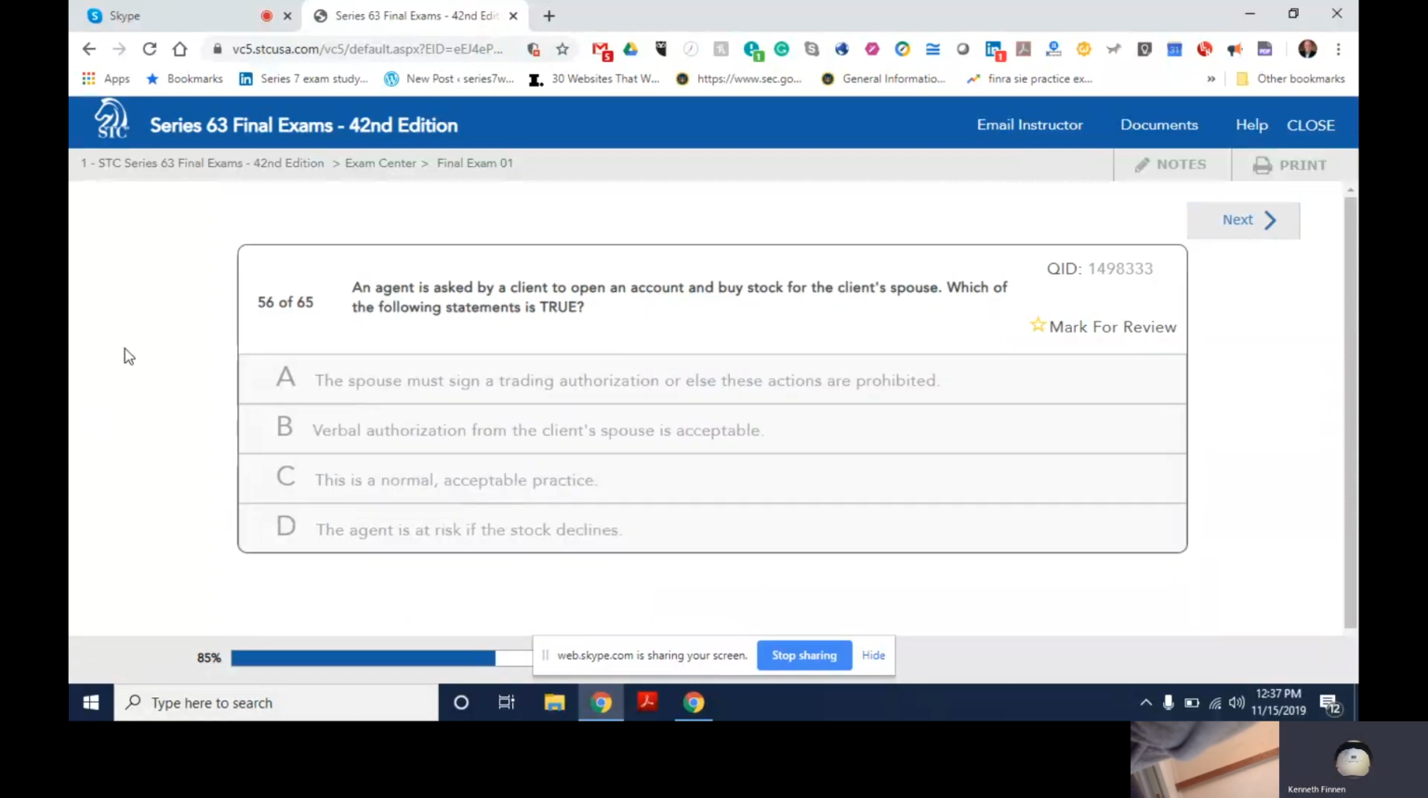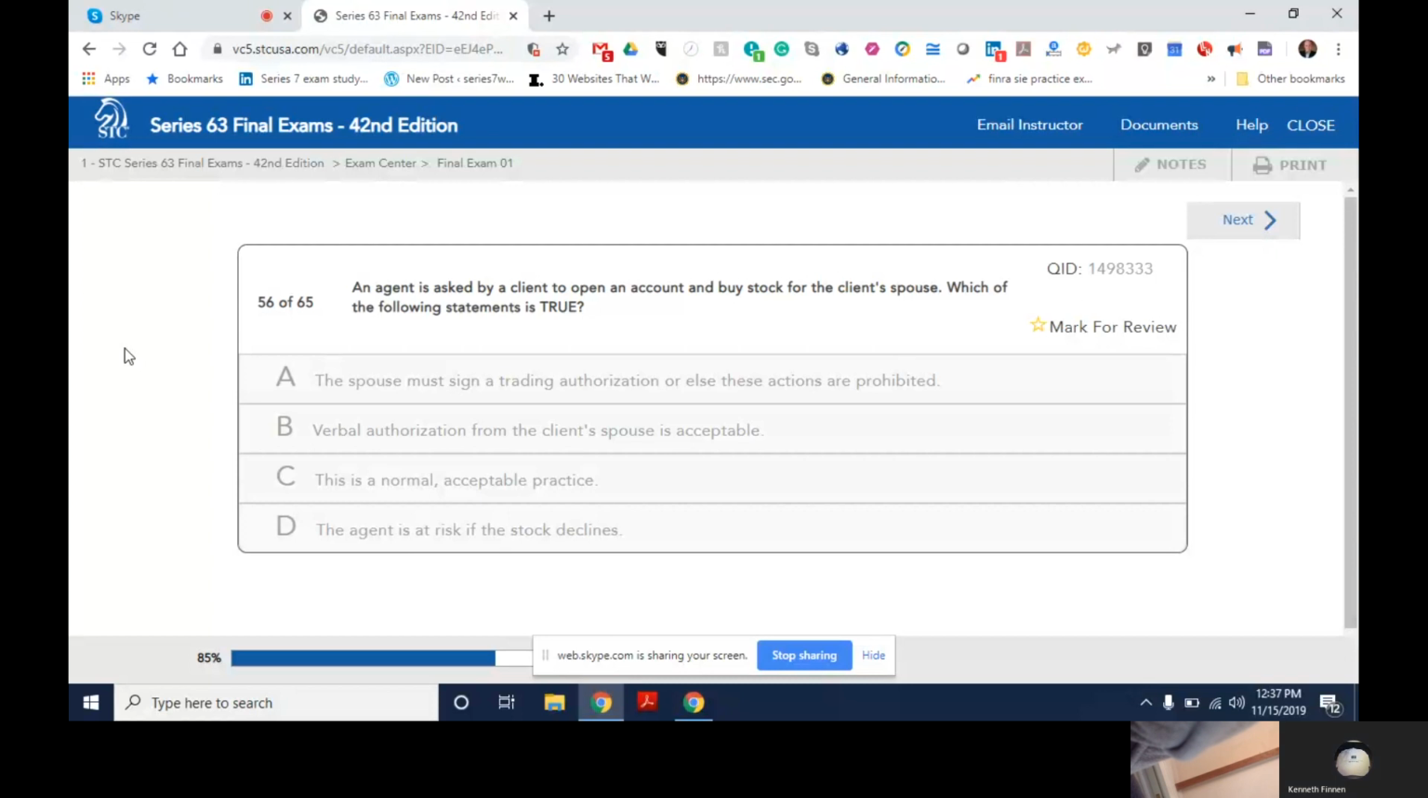An agent is asked by a client to open an account. By the way, an agent can lend money to clients who are immediate family members or business friends or affiliates of the firm or lending institutions. An agent is asked by a client to open an account and buy stock for the client's spouse. Which of the following is true? You can't do that. The spouse must sign a trading authorization or else these actions are prohibited.